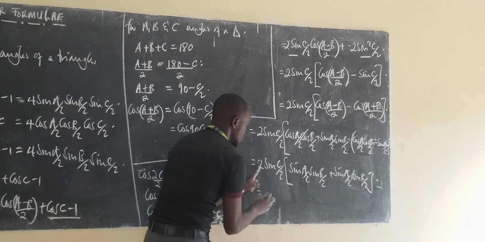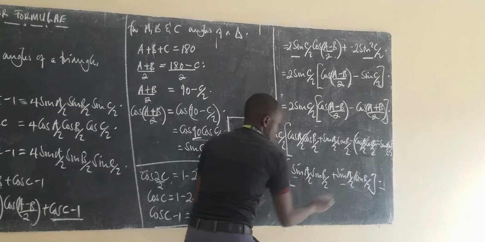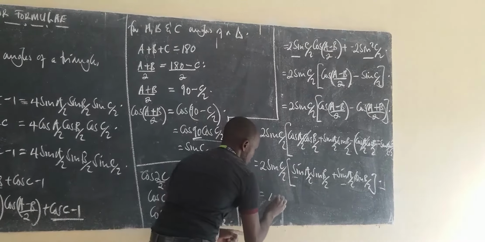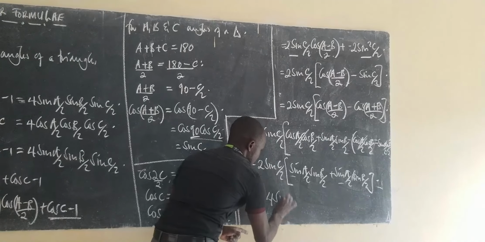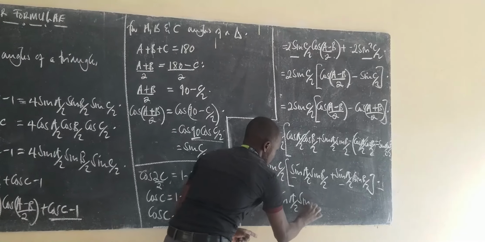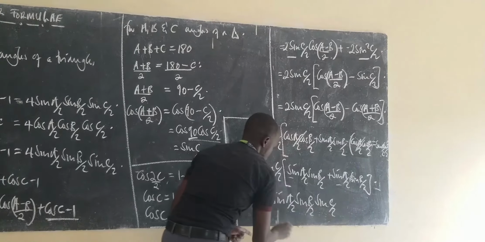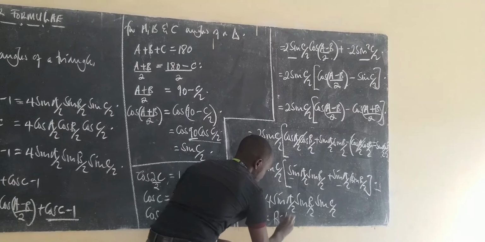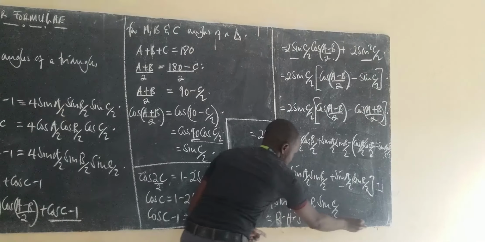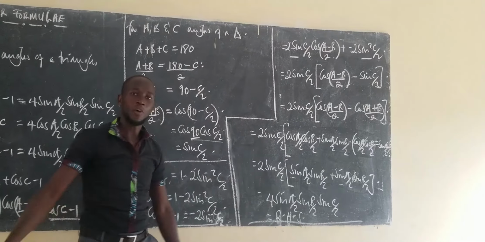So we shall have 2, this is 1, this is 1, then we need 2. So we shall have 4 sine A over 2 sine B over 2 sine C over 2, which is equal to the right answer, right hand side. And that is all they wanted.